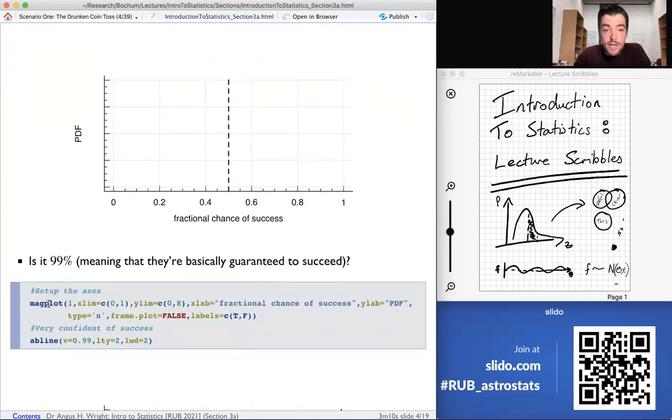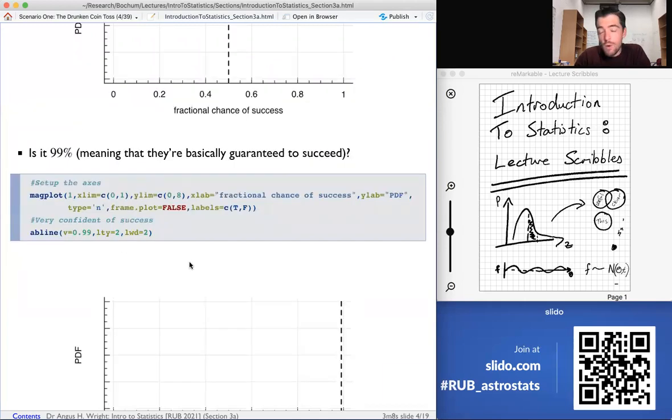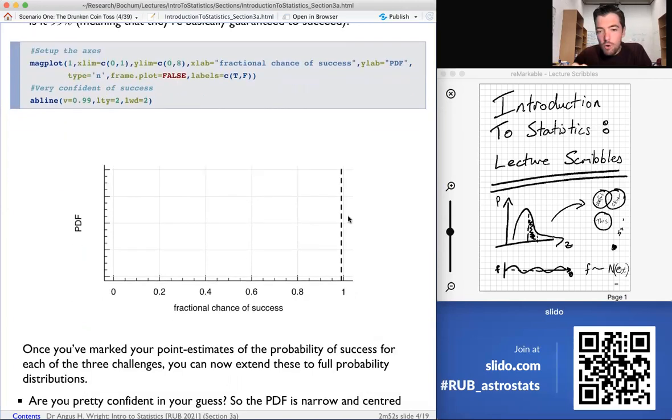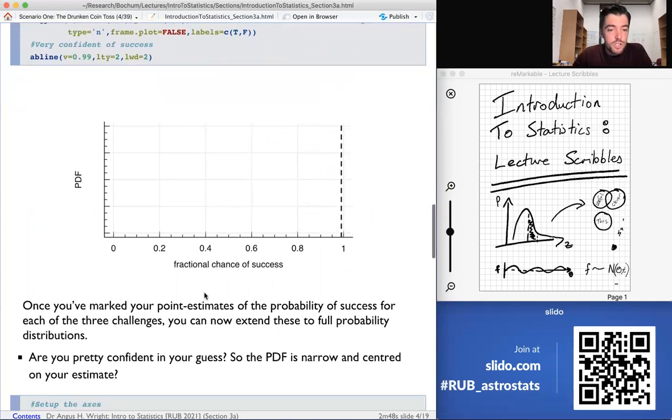Or it could be 99%. You could think to yourself that, well, I mean, that's basically a certainty that this person is going to succeed at their challenge, and therefore I'm going to mark the axis here at 100%. A fractional chance of basically 1. But we can go beyond just having this single point estimate. So we've got our point estimates now, and if you haven't got your point estimate, then again, pause the video, make your decisions, and then rejoin us.